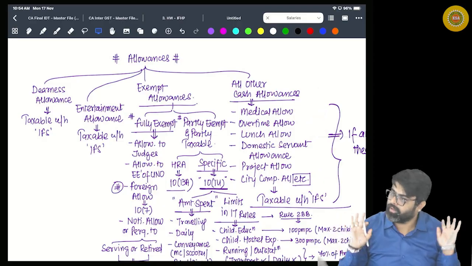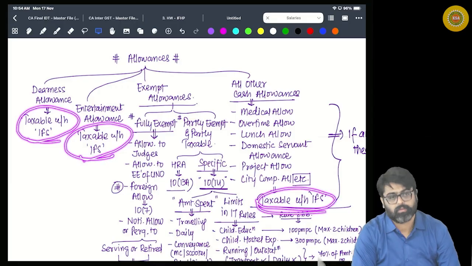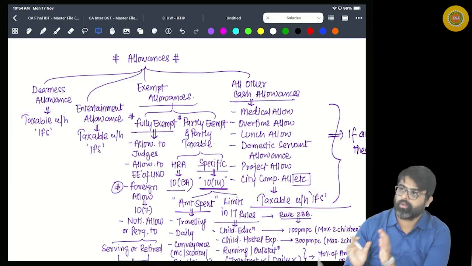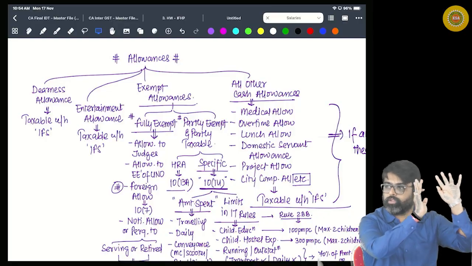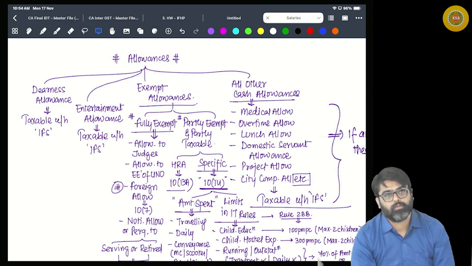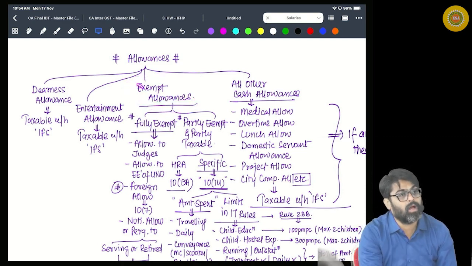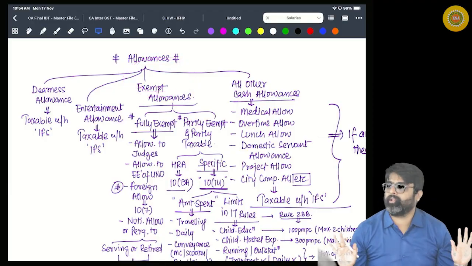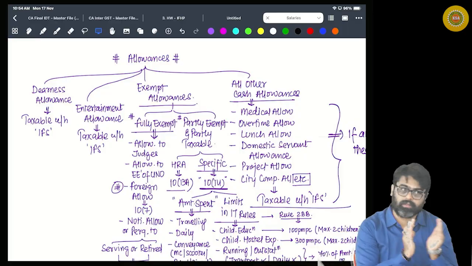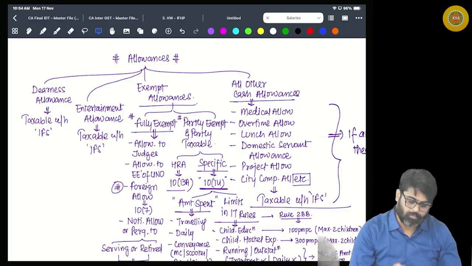Whenever you see any allowance, taxable, taxable, taxable. The amount of that allowance will be shown taxable in the computation of salary. But sometimes some allowances are exempt. So your focus should be on this part. Any allowance other than this will be fully taxable on due or receipt basis, whichever is earlier. Yes or no? Everyone? Now pay attention.